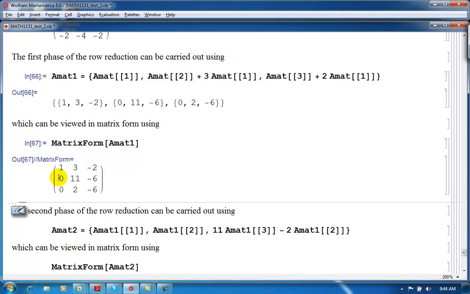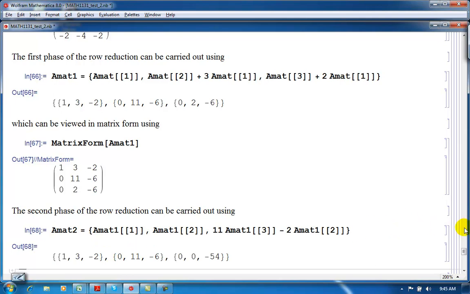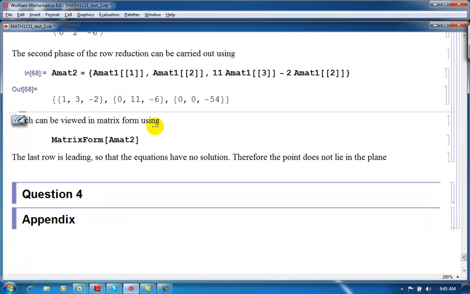And now what we want to do is to try and get a 0 here, and hopefully we'll get a 0 here. So we do that by subtracting twice the second row from 11 times the third row. There we go. 11 times the third row minus twice the second row, and that will give us this. And we can view that as a matrix.